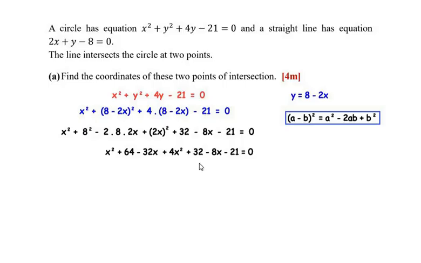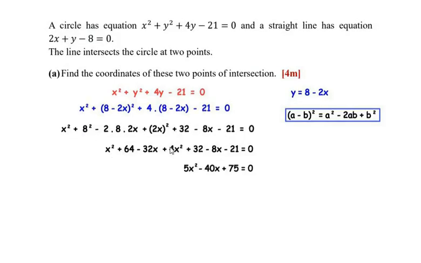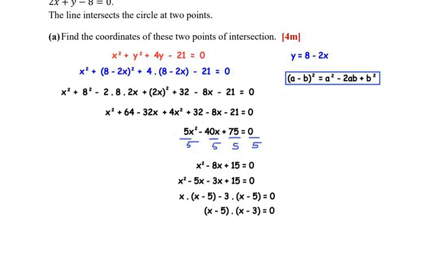Now let us gather the like terms. So x square plus 4x square gives us 5x square. Now negative 32x and minus 8x gives us minus 40x. 64 plus 32 minus 21 gives us plus 75 equal to 0. Now we can further simplify this equation, that is we can see that each term is divisible by 5. So here we get x square minus 8x plus 15 equal to 0.